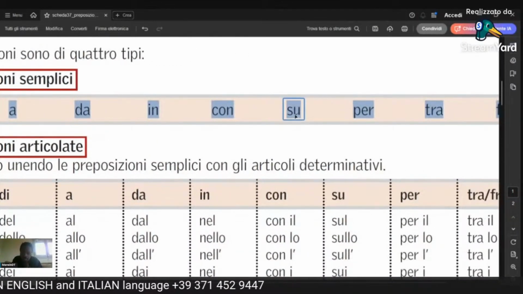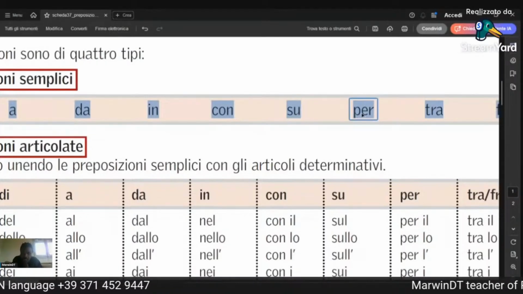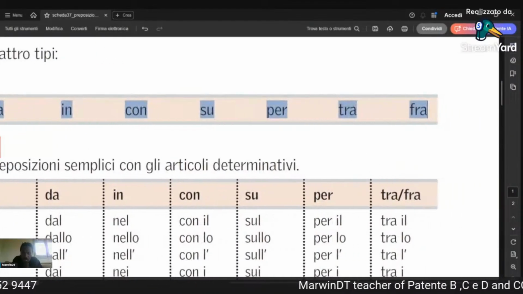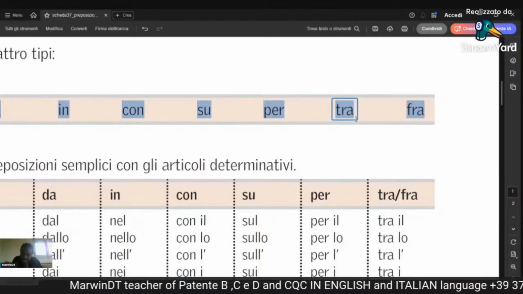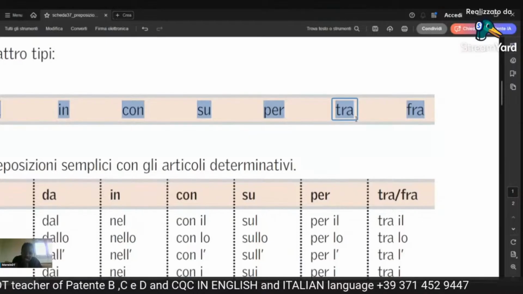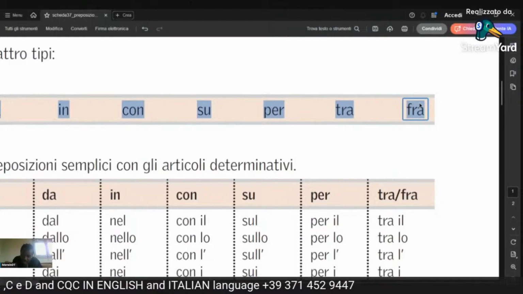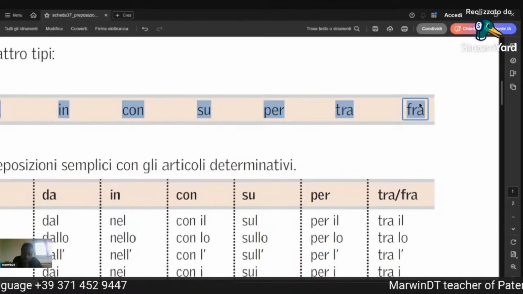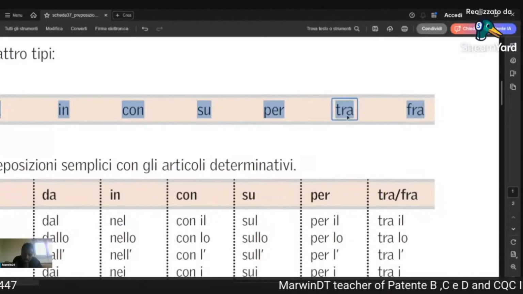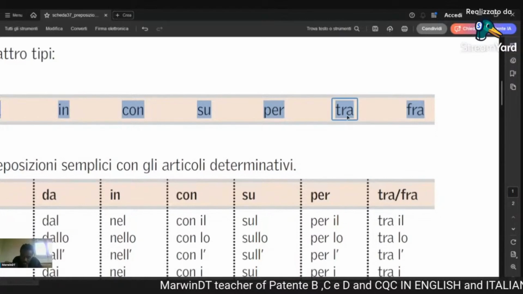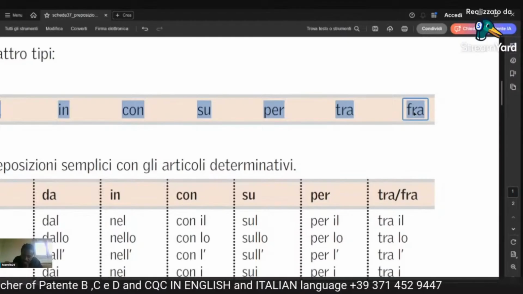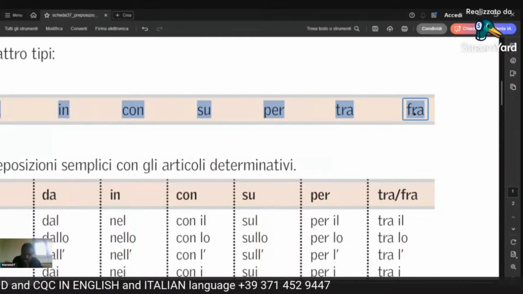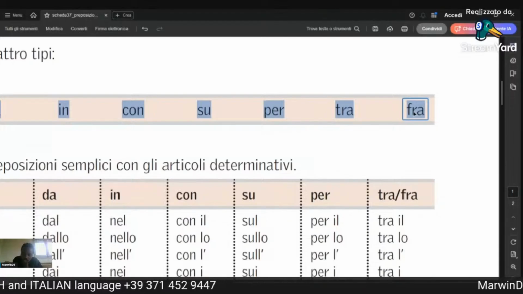Su means on top of. Per means for. And then tra means between. Fra means among. Listen carefully. Tra means what? Between. Fra means within, or it also means between.